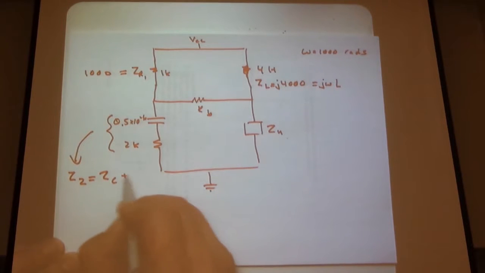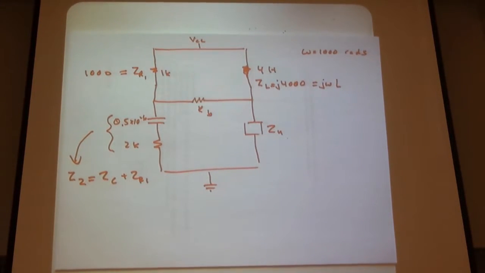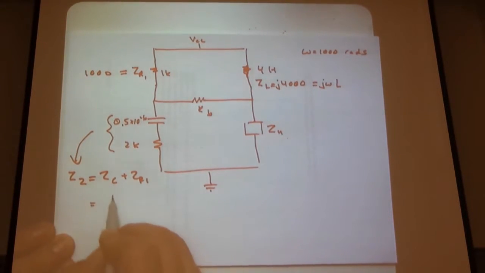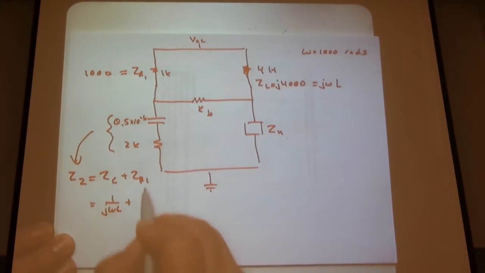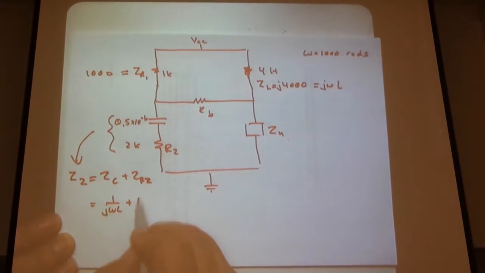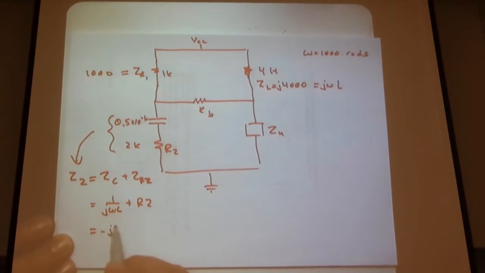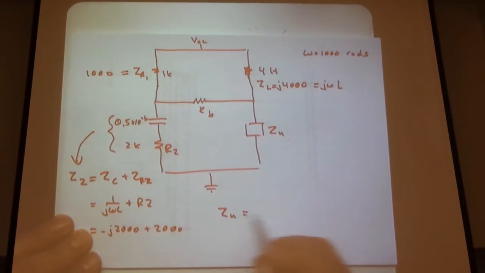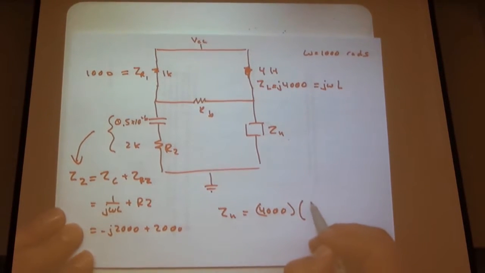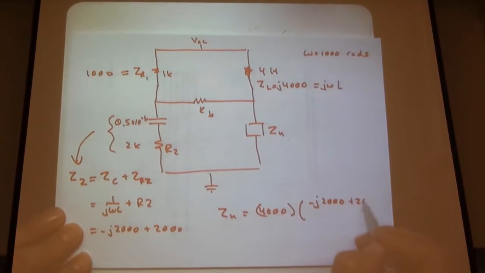So ZC plus ZR1. Components in series add, and we know ZC is 1 over j omega C. So that's R2 plus ZC, and we can do a little bit of math: 2000 minus j2000. And ours is the unknown, nicely laid out there. So what can we do to find this? Well, Z unknown has to be 4,000j times (2000 minus j2000) all over 1,000.